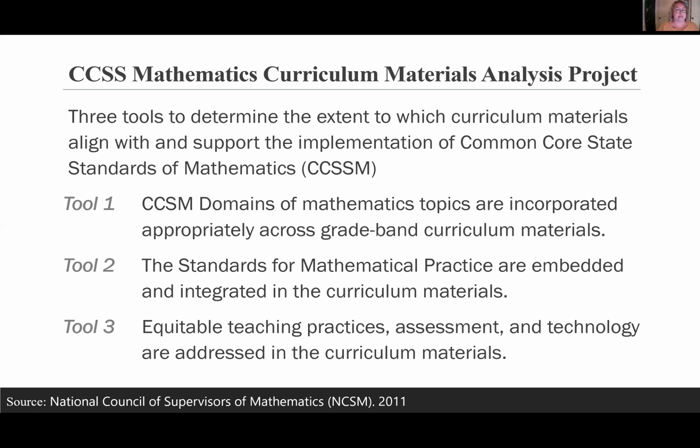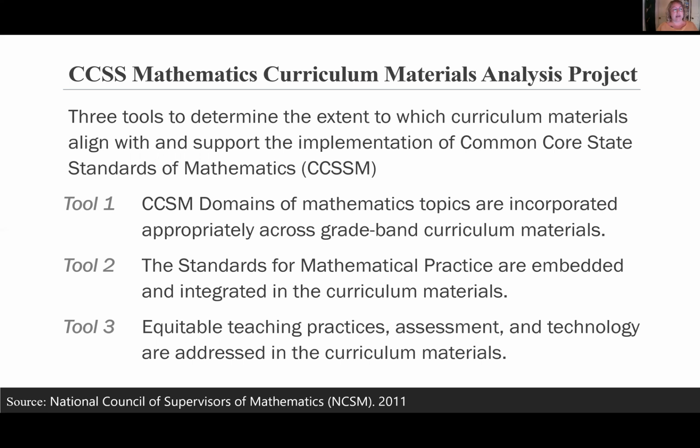In order to evaluate the CPM Core Connections Algebra curriculum, I will be using the CCSSO Mathematics Curriculum Materials Analysis Project. This tool was developed with input from NCTM, the National Council of Teachers of Mathematics, as well as the National Council of Supervisors of Mathematics. And it uses the Common Core State Standards of Mathematics as the guide to evaluate curriculum materials.